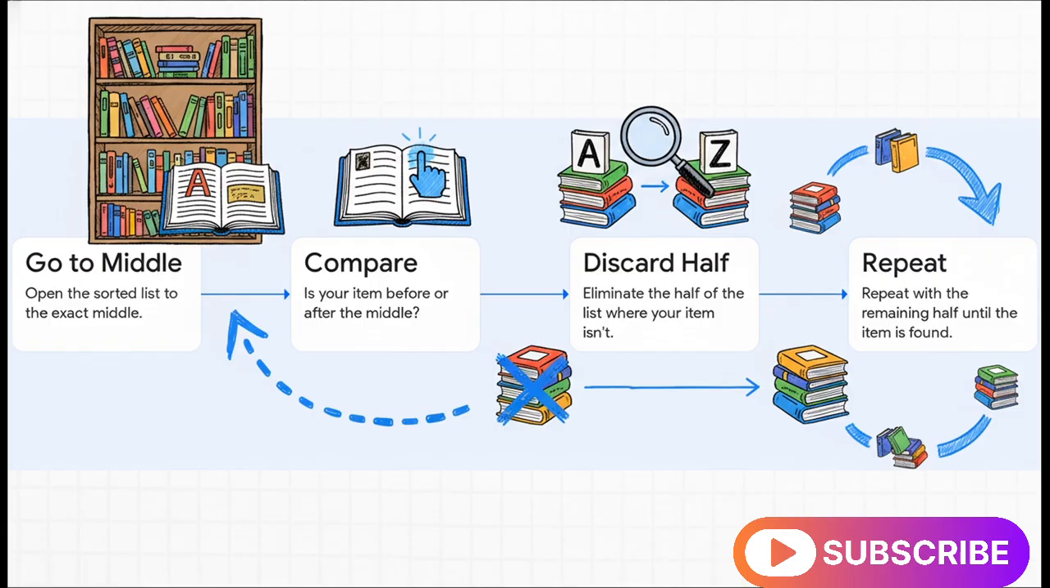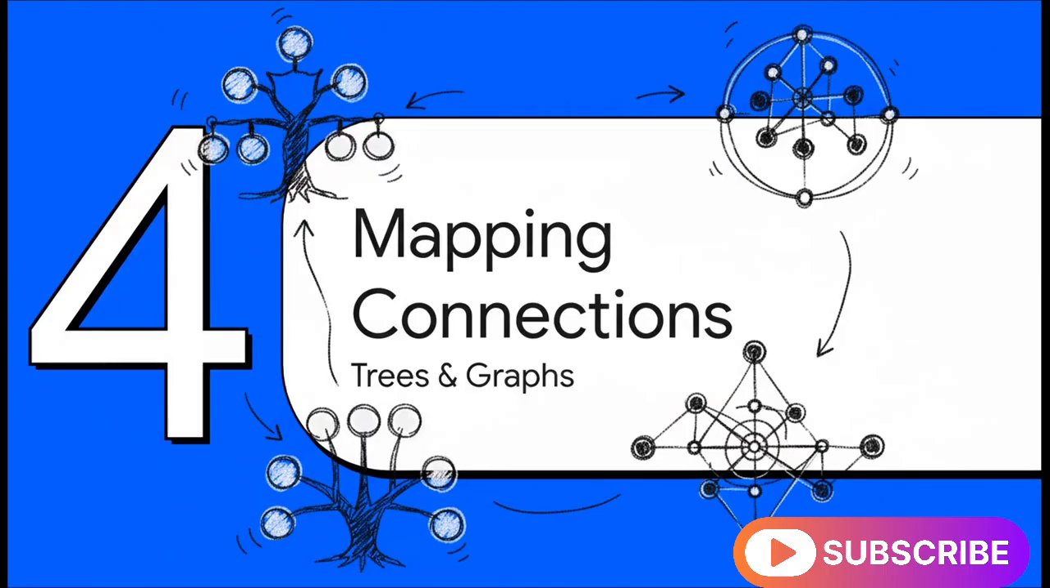You just repeat that process, cutting the problem in half over and over until you land right on the book you need. It is unbelievably efficient. Okay, so far, all our data has been in a pretty simple line, right? One book after another. But a lot of the time, the most important information isn't the item itself, but how it relates to other items. For that, we need structures that can map out these complex connections, and that's where trees and graphs come in.